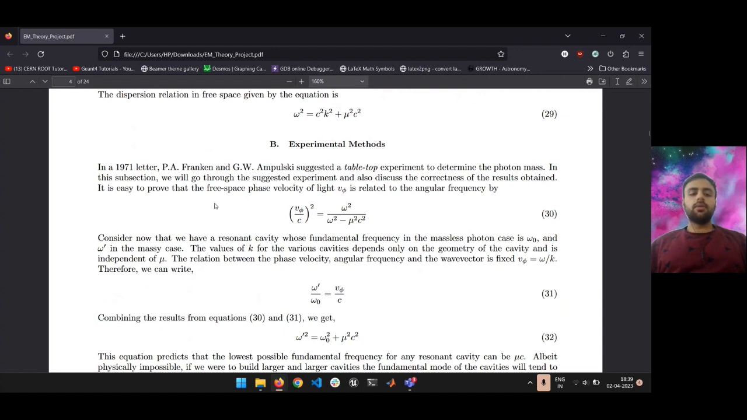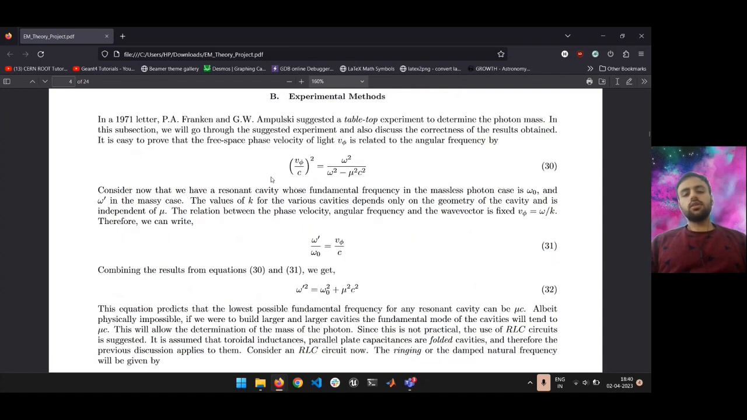So in a 1971 APS letter, P.A. Franken and J.W. Ampelsky, two scientists, suggested a tabletop experiment to determine the photon mass. What they really mean by tabletop is that no very sophisticated machinery or experimental setup is needed for this. They wanted to do it in as simple a way as possible.